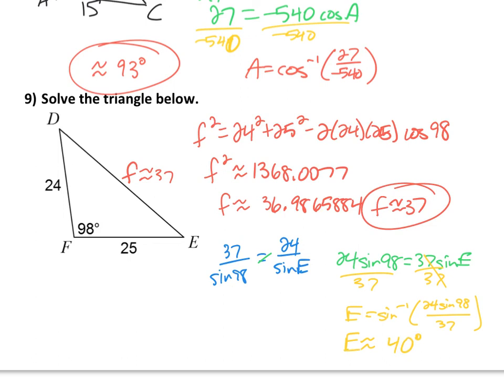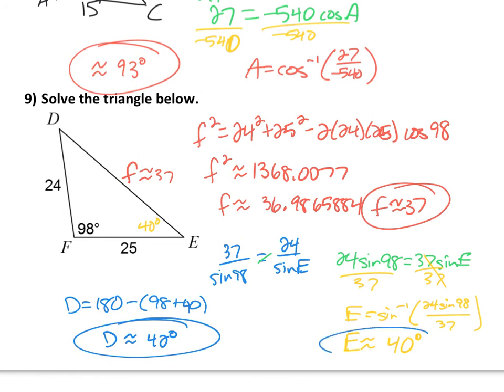So if E is about 40 degrees, now to find D, I could just take 180 and subtract the 98 and 40, because I've got two angles of a triangle, so I can subtract those two from 180, and I'll have my other angle up there, which is D is about 42 degrees. Again, we're rounding all these, but there would be my three answers, and I solved the triangle.